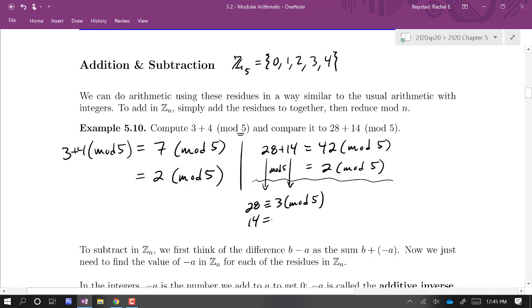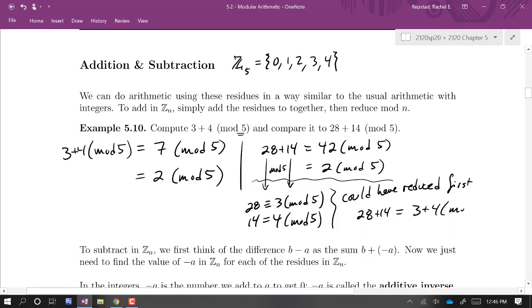And 14 is equal to 4 mod 5. So this we could have reduced first. When you have an equation that you're working with mod n, you always have the option, and a lot of times it's advisable, to reduce all numbers first if they're not already reduced. And just rewritten this as 28 plus 14 is equal to 3 plus 4 mod 5. And then got our result, which would have put us back here.